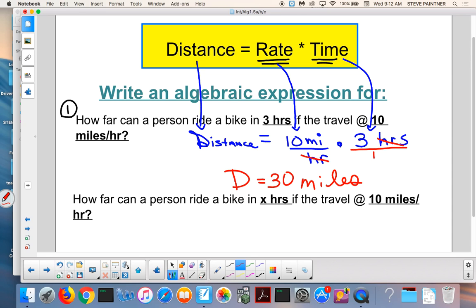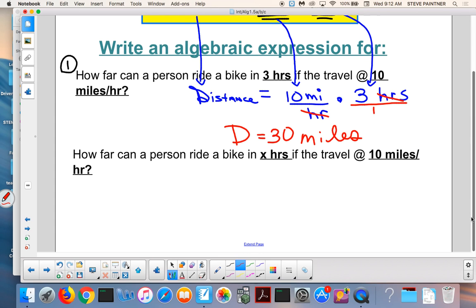Now, I'm probably not going to ask you that on the test. It's probably going to get a little harder. The next one is probably where I'm going with. This is where I'm heading right here. How far can a person ride a bike in X hours if they travel at 10 miles per hour? Yep, same problem, just changed a little bit. Distance equals rate times time.